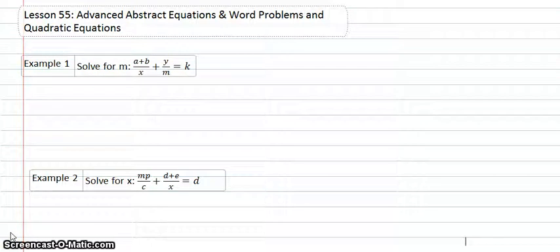In lesson 55, we're looking at advanced abstract equations and word problems and quadratic equations. In example 1, this is an advanced abstract equation, and we're going to solve for m. So what I'm going to do is just multiply everything by my common denominator of xm.